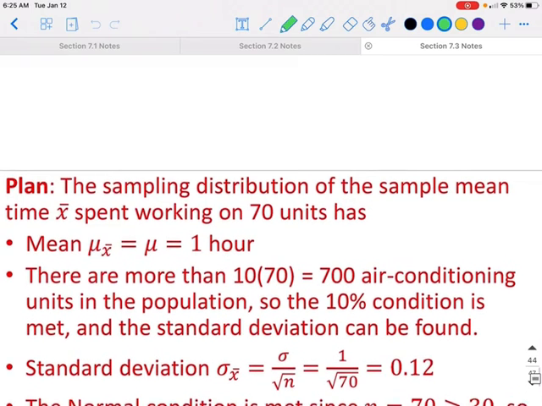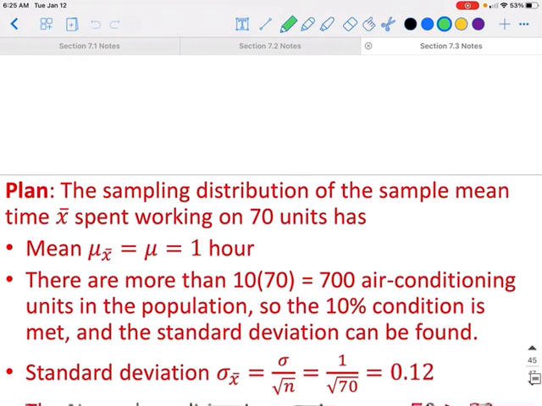Remember, when you go to find the standard deviation, our formula is the standard deviation of the population divided by the square root of n, where n is your sample size. So 1 divided by the square root of 70 gives us a standard deviation for our sample mean of 0.12 hours.